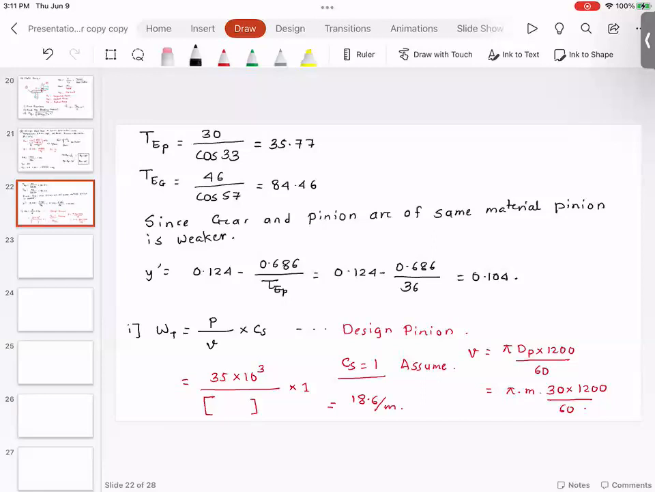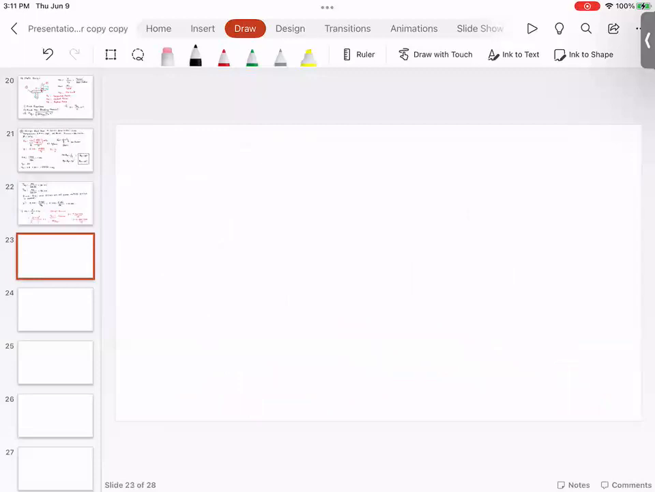Step 2. WT is equal to sigma W, sorry, this is sigma W, times P times pi times m times L minus P divided by L.